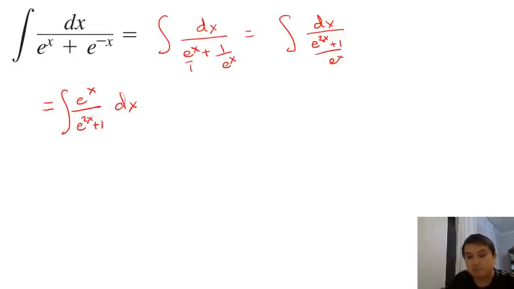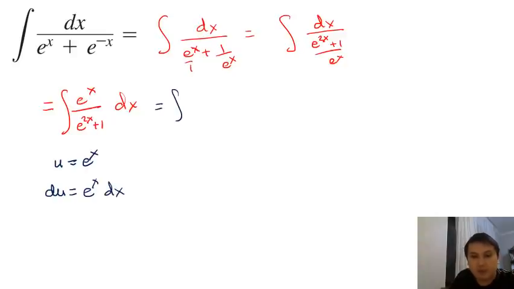Okay, so what do we do now? Again, you can try different substitution. For example, you can say u is equal to e to the 2x plus 1, or you can try u is equal to e to the x. So let me try the latter. So let's say u is equal to e to the x. Then what is du? Well, what is the derivative of e^x? It's e^x, so it's e^x dx, right?